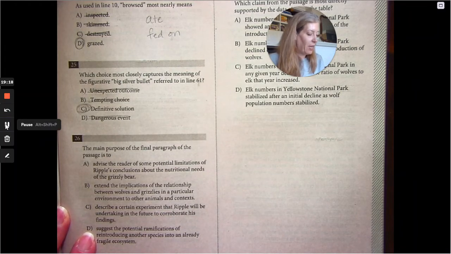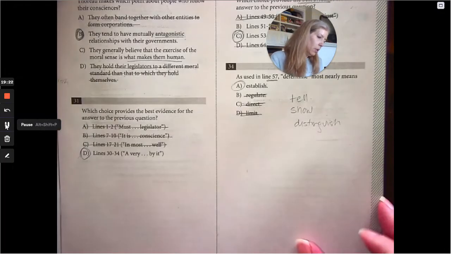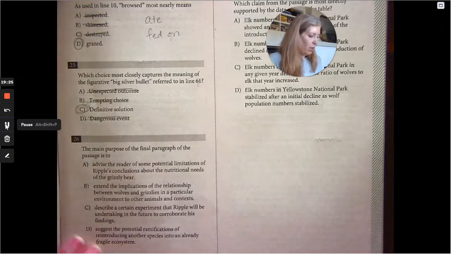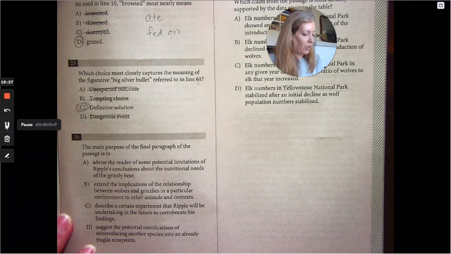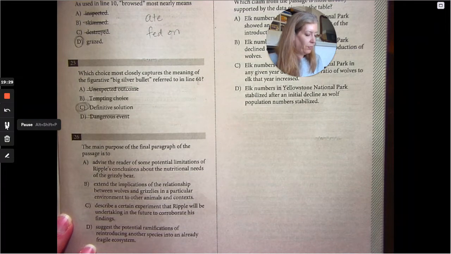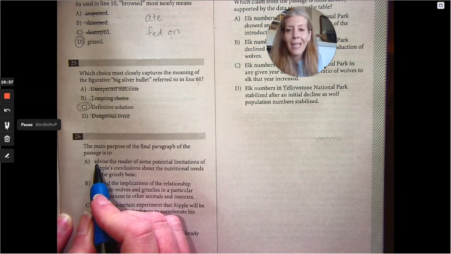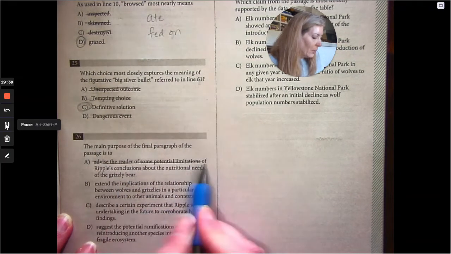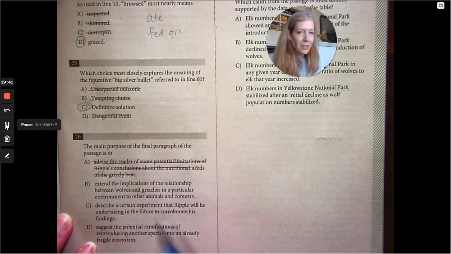The main purpose of the final paragraph of the passage. Oh, we're already toward the end? No, we only have 3 more questions. The main purpose of the final paragraph of the passage is to advise the reader of some potential limitations of Ripple's conclusions about the nutritional needs of the grizzly bear. I'm not looking back. That's not true. There's potential. No. Nutritional needs of the no.